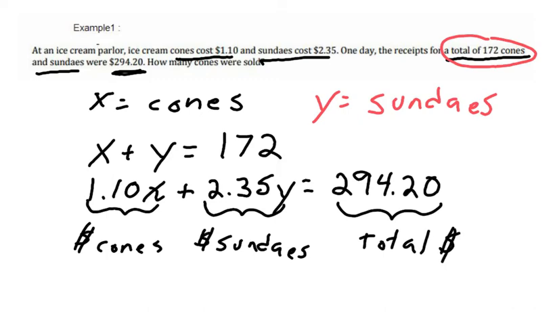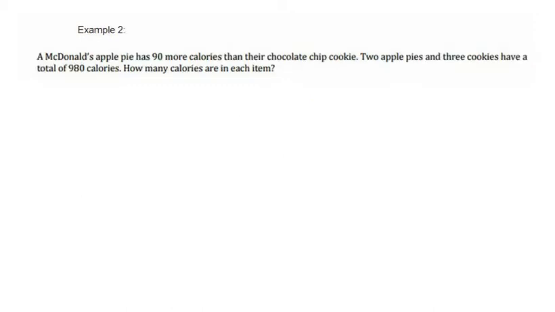Well, let's double check, make sure that makes sense. I've got the number of cones plus the number of sundaes equals my total sold. Okay. The amount of money I made from my cones plus the amount of money I made from my sundaes equaling the total amount of money I made at the ice cream parlor. I like these two equations. I've got two unknowns, I've got two independent equations, and they both make sense. Let's take a look at another example.